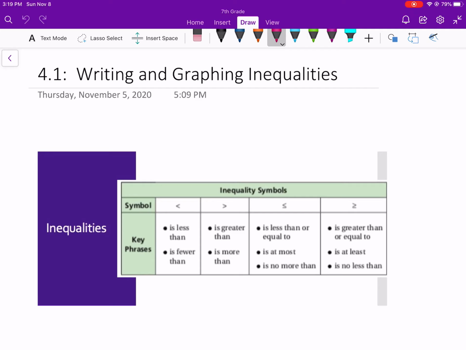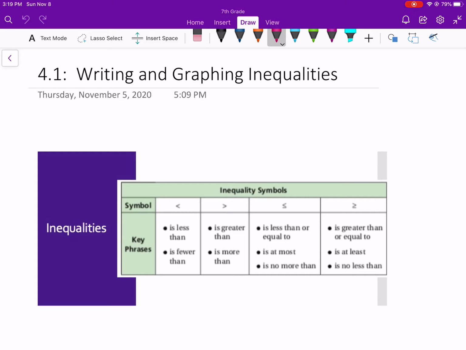This is section 4.1, writing and graphing inequalities. So remember, when we were solving equations, we were getting one answer. Now we're going to talk about inequalities, where we're hopefully going to get a lot of different answers. So you've probably worked with inequalities before. We have less than, greater than, less than or equal to, or greater than or equal to.